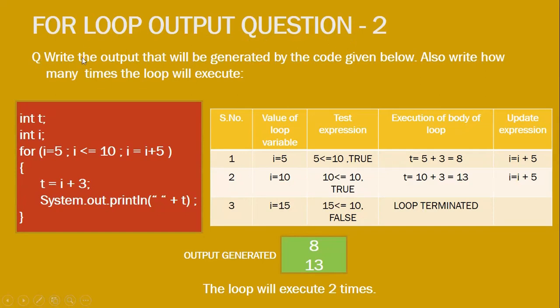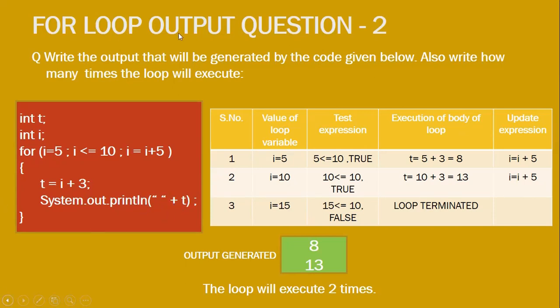Now the question is, write the output that will be generated by the code given below. Also write how many times the loop will execute. So let us see the code which is given. Int t semicolon, int I semicolon. For I is equal to 5, as we have already declared int I in the beginning, there is no need to give int again here. Semicolon, I less than or equal to 10, semicolon, I equal to I plus 5. Then within the curly braces, t is equal to I plus 3, system.out.println, double quotes plus t.